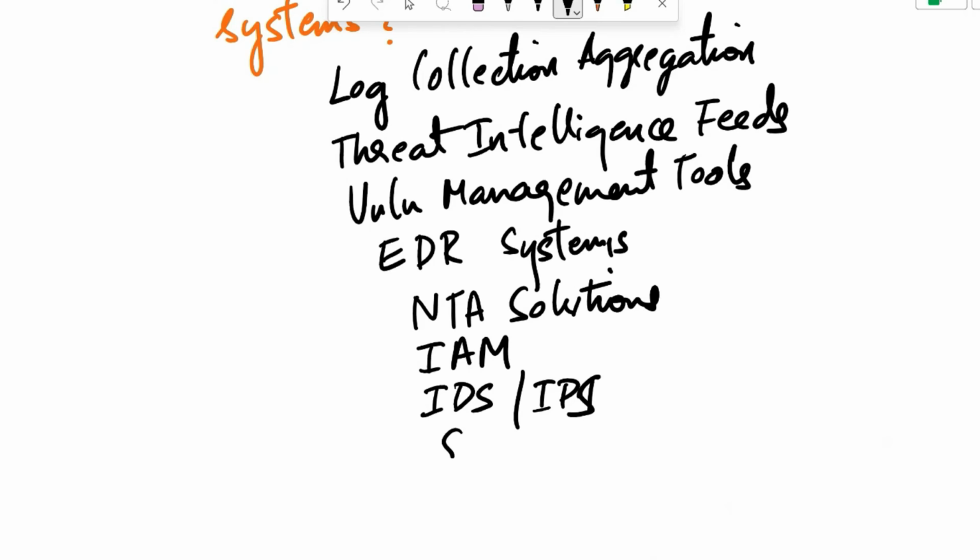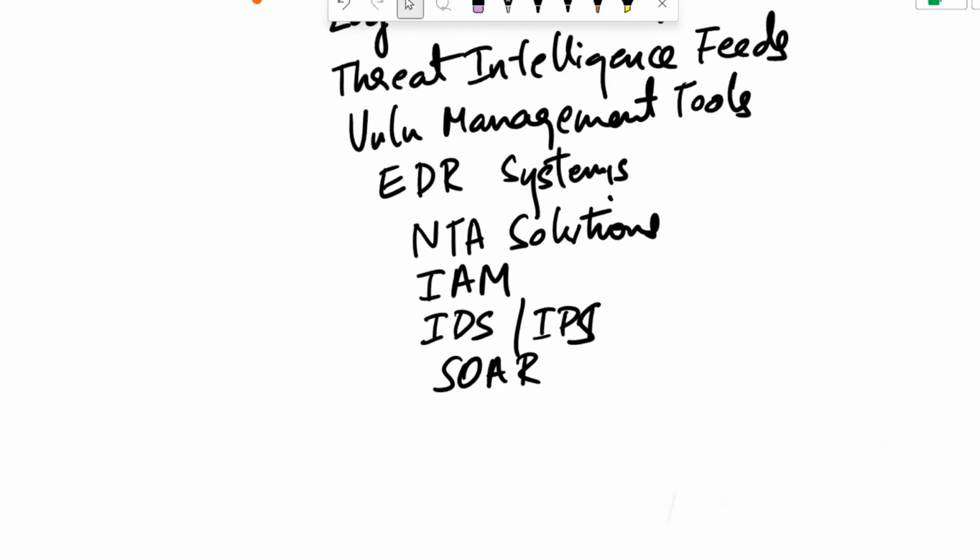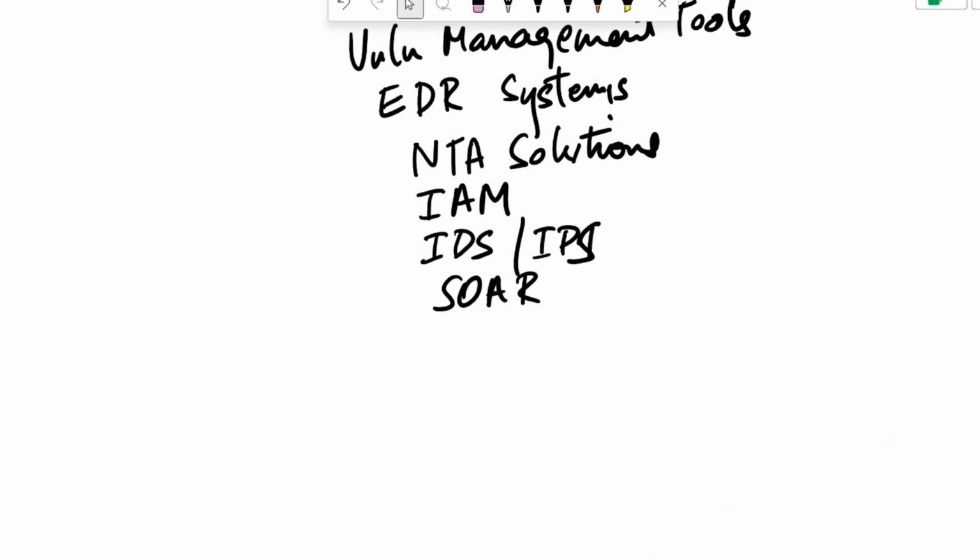Next is SOAR solutions. SOAR stands for Security Orchestration, Automation, and Response. SOAR platforms can integrate with SIMs to automate incident response workflows. When a SIM generates an alert, the SOAR platform can trigger predefined actions such as isolating a compromised system.